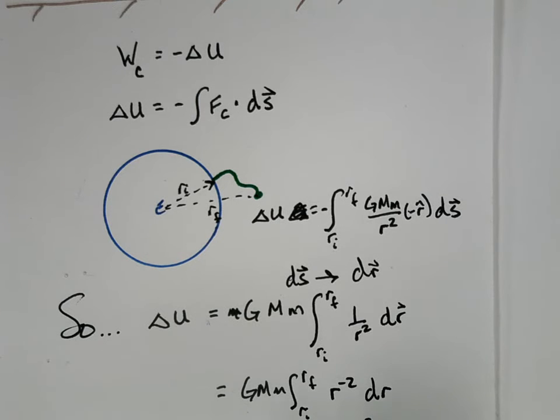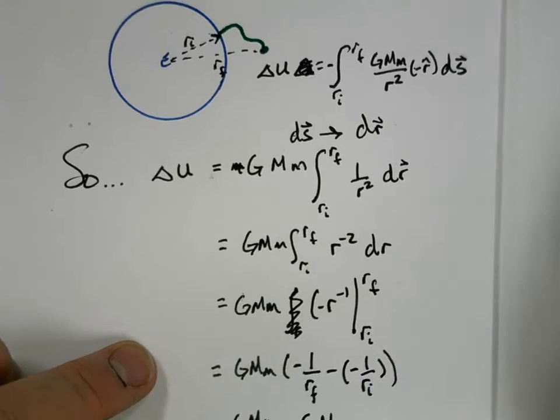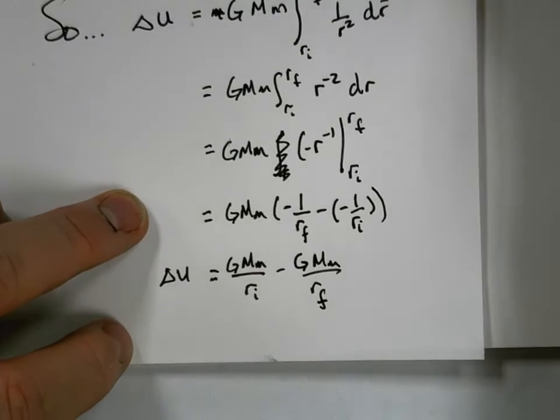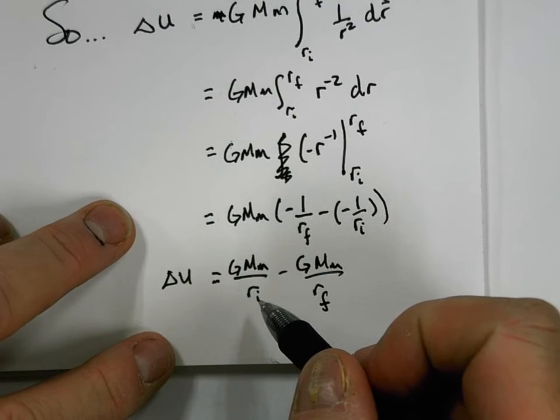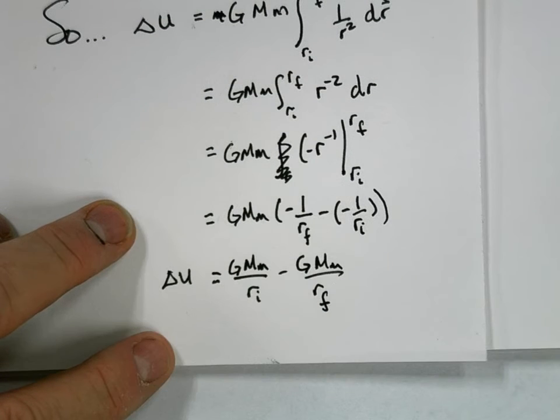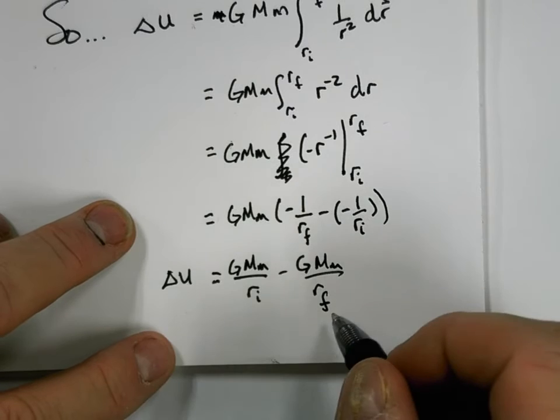Close those parentheses, and this becomes a positive in here, and this is a negative, so we're actually going to switch this around, and our delta U is actually equal to G big M little m over r initial minus G big M little m over r final. Oh, I lost you off the screen, didn't I? It's one of the hazards of doing this on my own. In other words, the change in potential is equal to its initial potential energy minus its final potential energy.